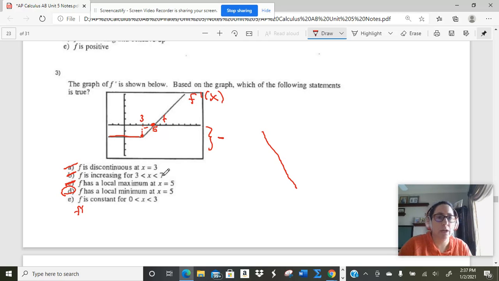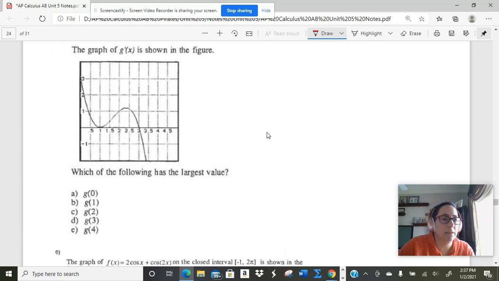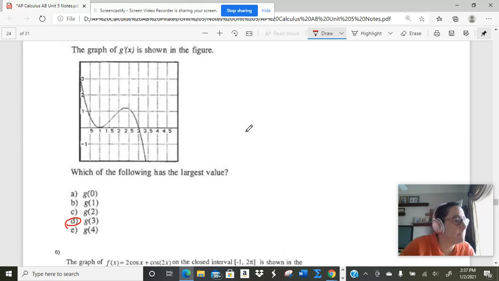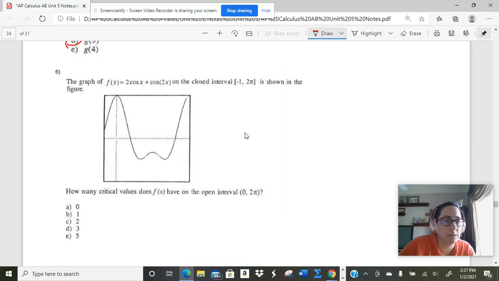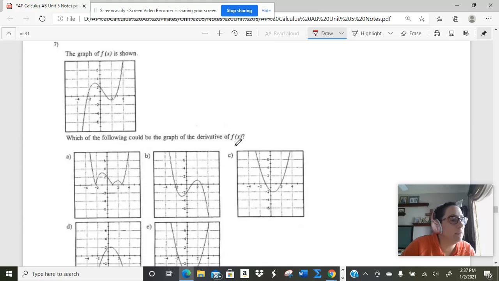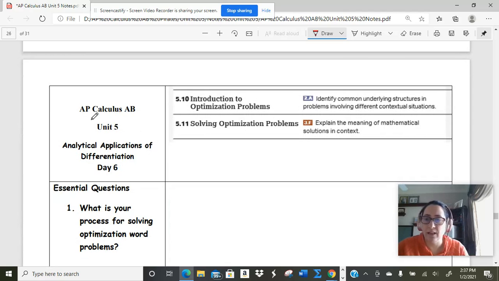So I want you to try these next ones and pause me when you do, and then I'm going to give you the answers. So 4 is D. The 6 is D. And 7 is C. So go ahead, see how you do. And we have one more day left in this unit.